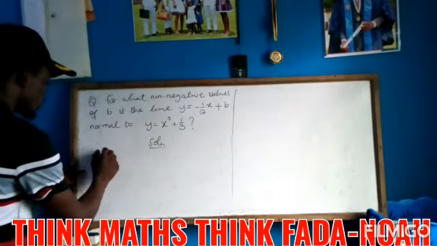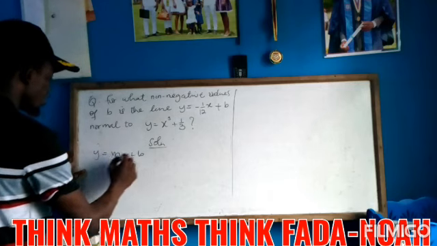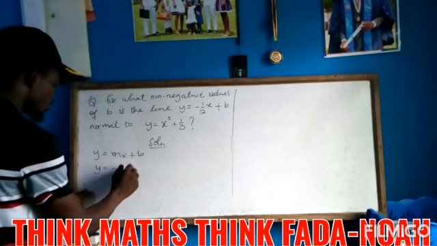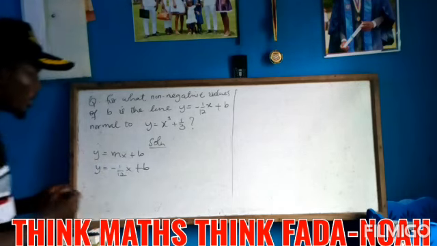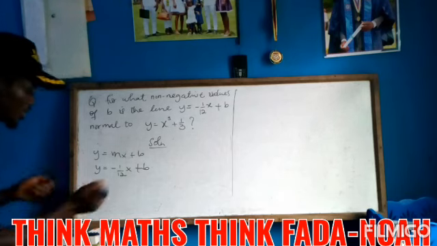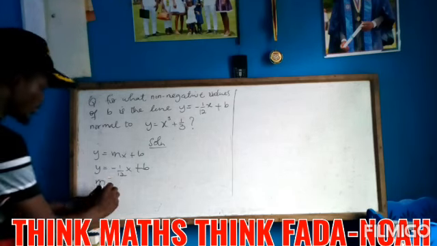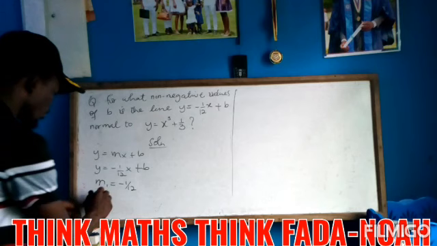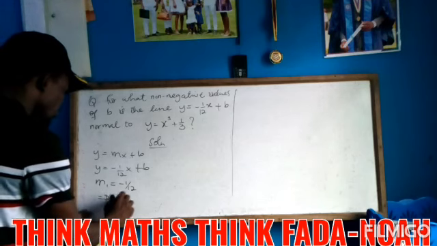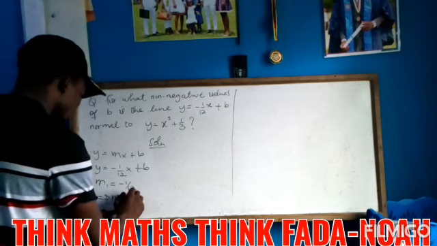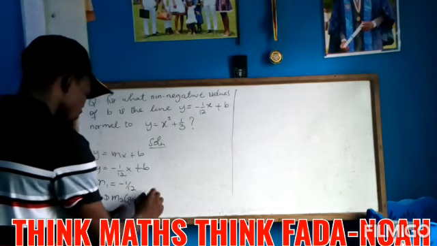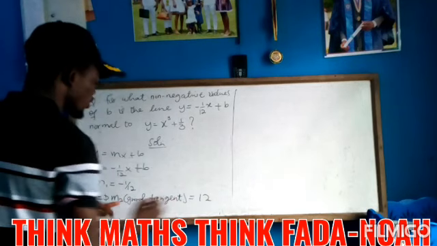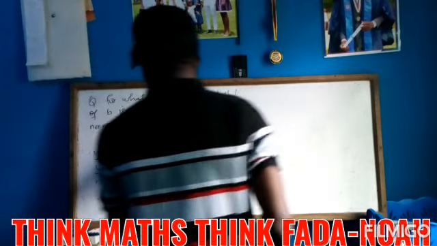So we write y equals mx plus b. That's the equation of a line. We write y equals minus 1 over 12x plus b. So by comparison, we see that the gradient of the normal line, which is m1, is equal to minus 1 over 12. Alright? So this will imply that m2, which is the gradient of the tangent, is equal to 12.